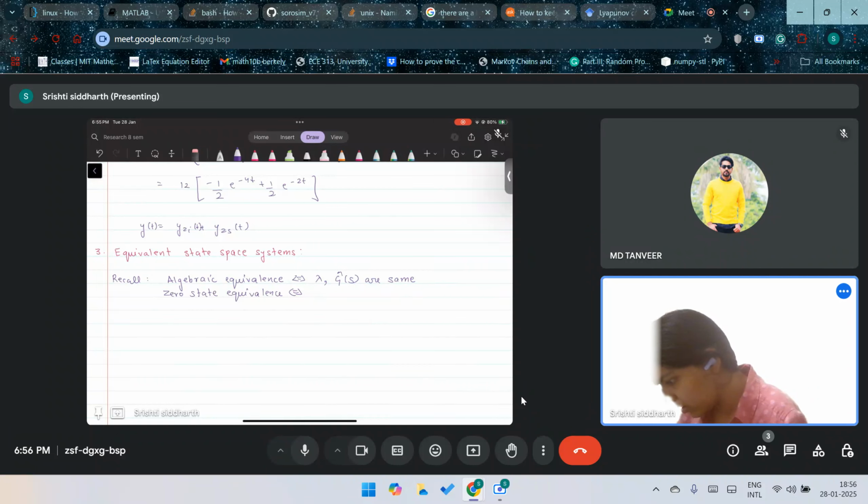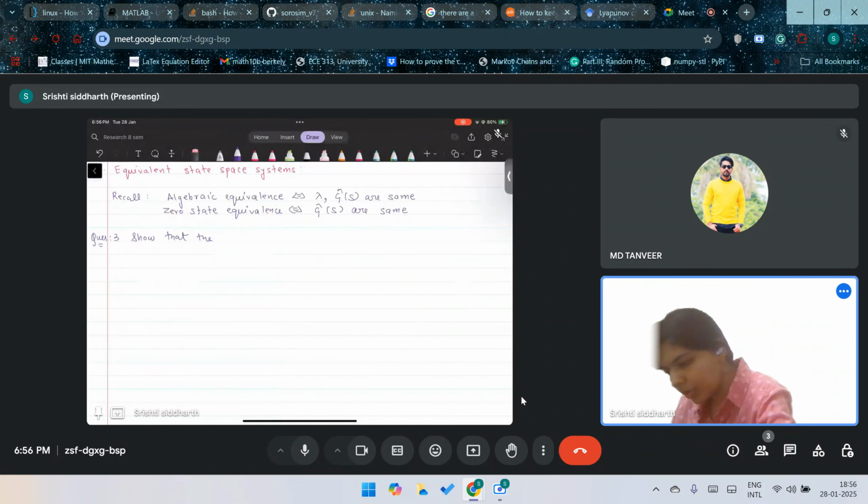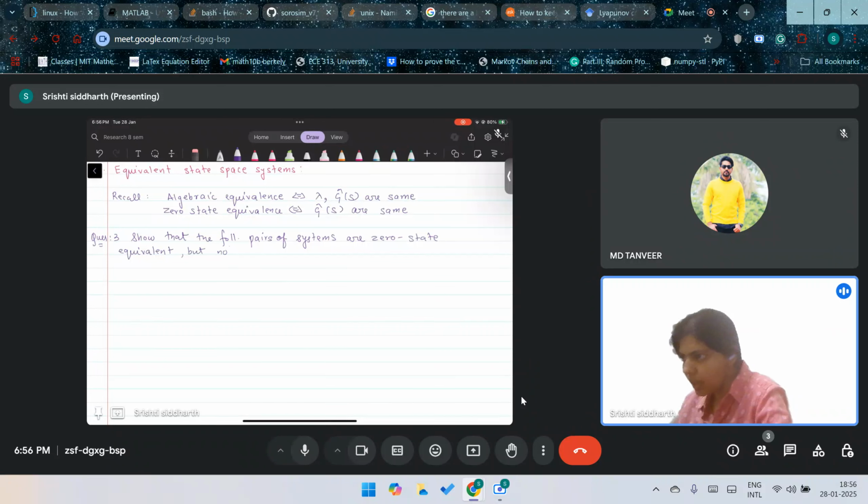So let's say this is question 3. Alright, show that the following pair of systems are zero state equivalent but not algebraically equivalent. Alright, so this is the first part.